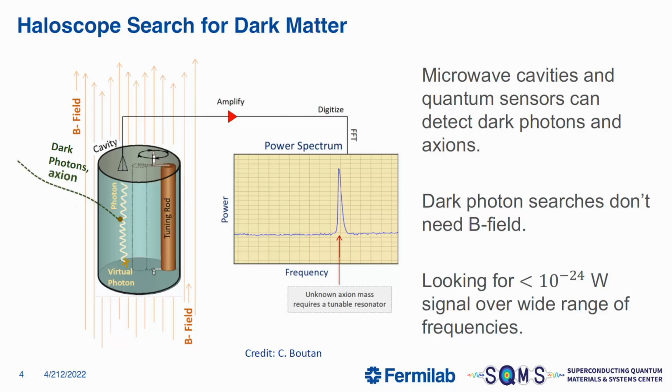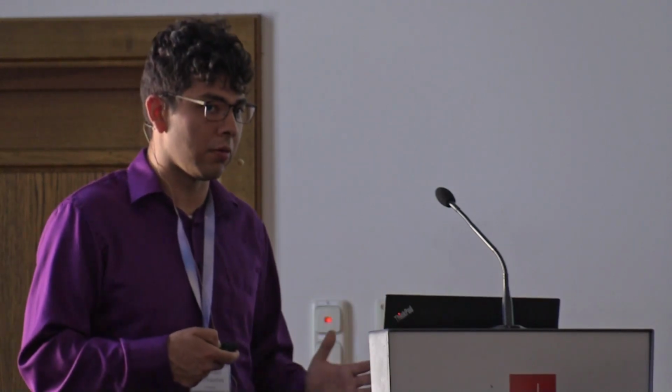We have this very narrow band detector, this microwave cavity. We're looking through a wide range of parameter space, because we don't know what the dark matter mass is, and we're looking for a signal that's probably less than 10^-24 watts. So these experiments are really hard. They're really slow to scan over the available parameter space.